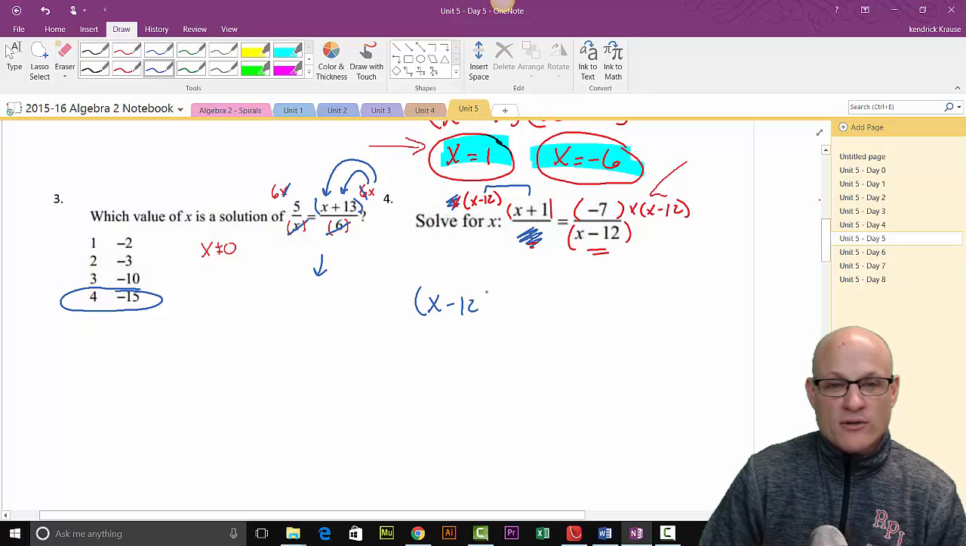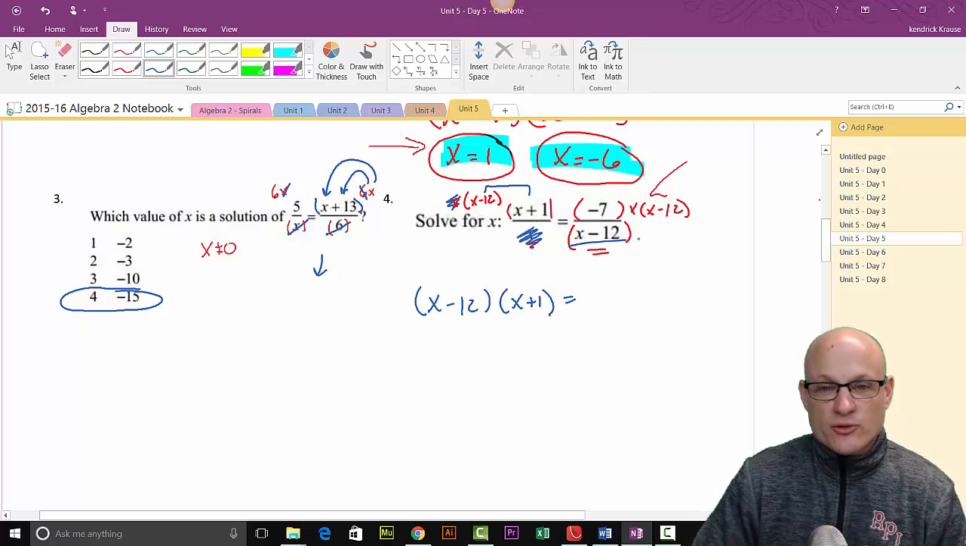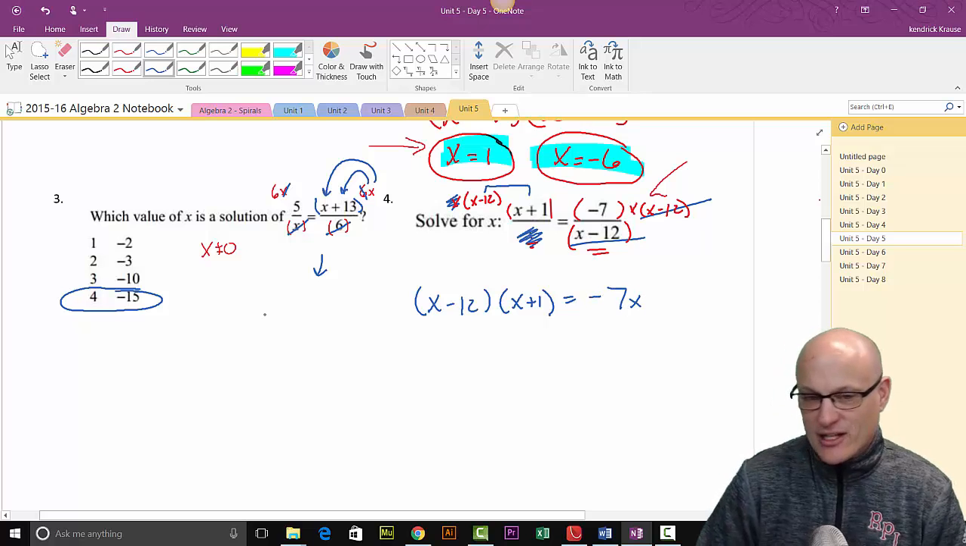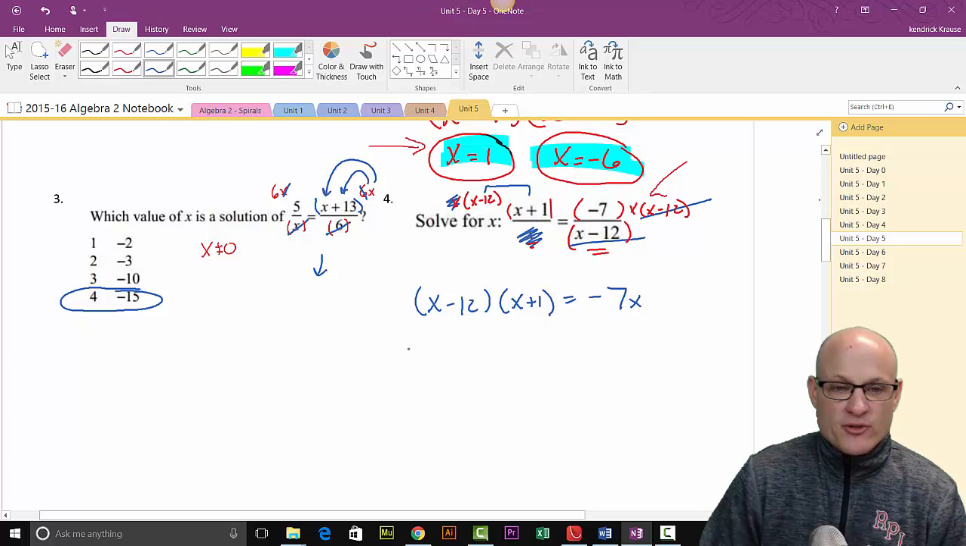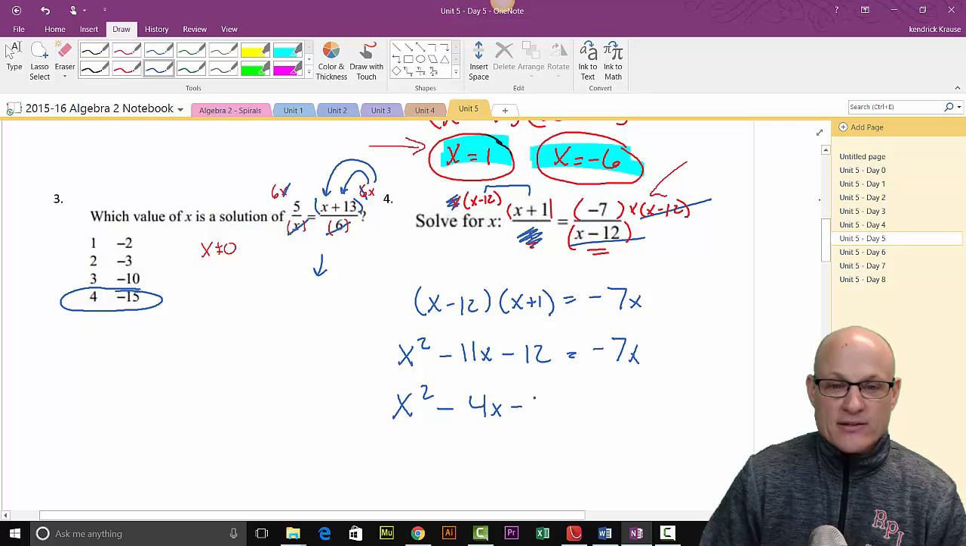Let's take a look at that. x minus 12 times x plus 1 is equal to, these just cancel, negative 7x. So the right side's pretty easy, but the left side's sort of a pain in the neck. So let's double distribute that, and I'm going to do this in my head. x squared minus 12 and plus 1 is negative 11x, minus 12 equals negative 7x. Going to bring that negative 7x over by adding it, so I get x squared minus 4x minus 12 equals 0, right? I added 7x.